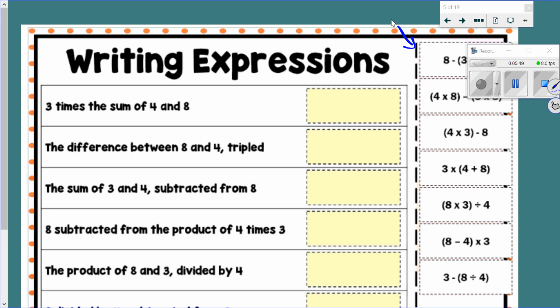Because here's what we want you to do. We want you to first read the words and try to write the expression as you think it should be. Once you have done that for all of the problems, then you can uncover the actual answers and match up the ones that actually go with it. Okay? So there's two parts to this. First one, write it without looking at the answers. Second part, check the answers and see if you actually wrote it correctly.